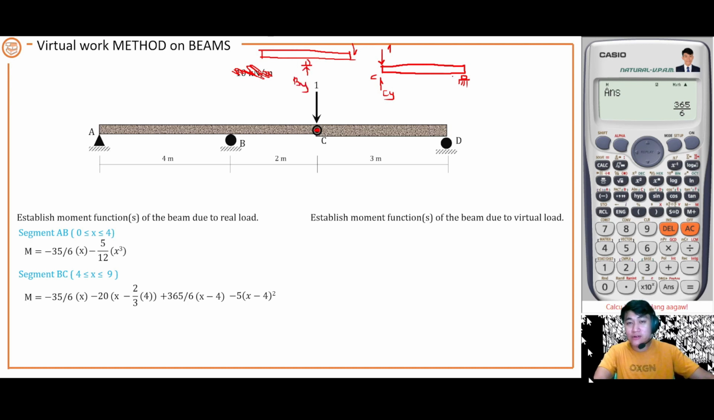Let's have moment at point C. Summing moment at point C, DY is 0. So therefore CY is upward 1, and then downward here 1. And then this is your reaction AY. This is 4, this is 2. This is your CY. Take note.